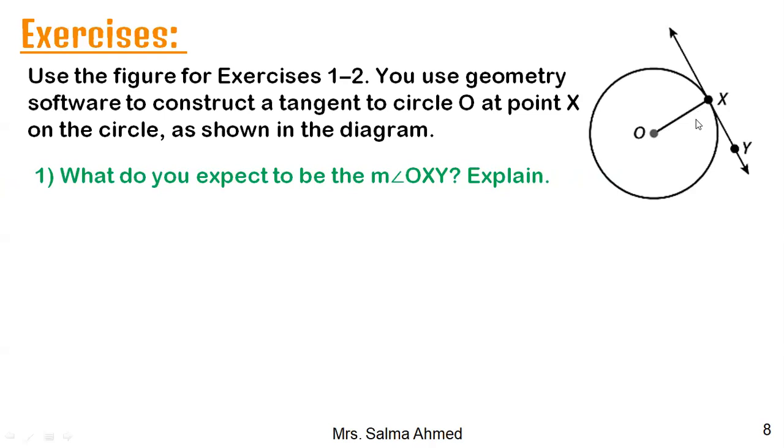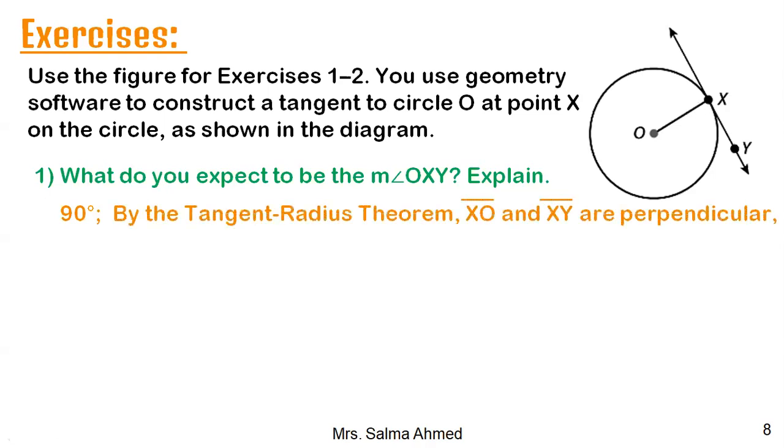According to the theorem that we took a while ago, I think that this is a radius and this is a tangent at point X. So the relation is they are perpendicular to each other, or the measure of the angle will be 90 degrees. So it will be 90 by the tangent-radius theorem. XO line segment and XY line segment are perpendicular. So measure of angle OXY equals 90.